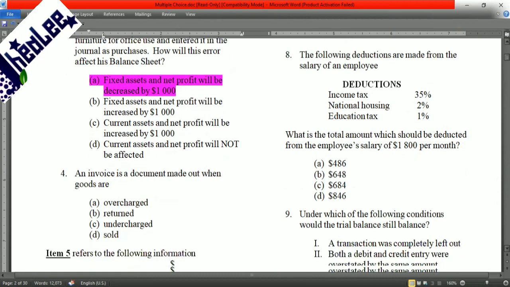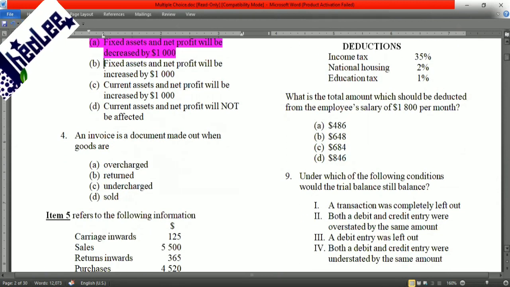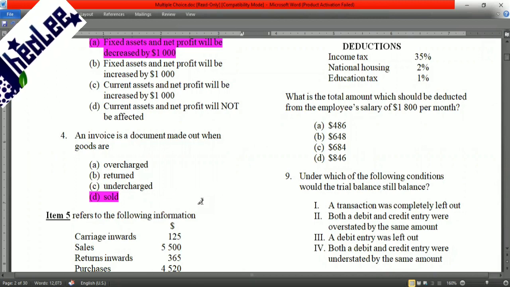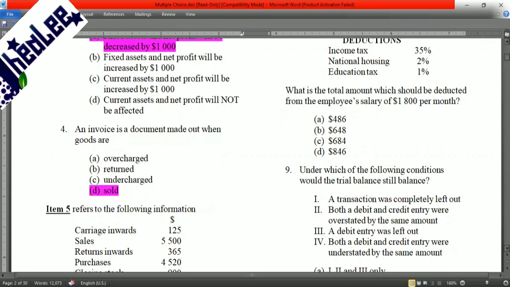Number 4. An invoice is a document made out when goods are sold. Remember, the invoice is a source document that is used for credit purchases and credit sales. If it is made out, it means that the business is sending out this invoice. So it would have been sent out if sales were made. So D is our response.